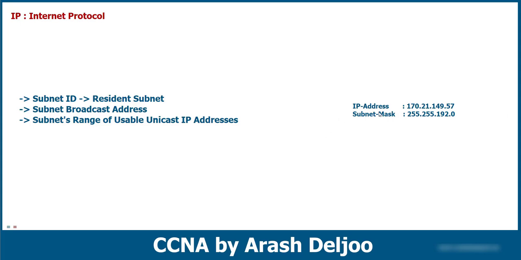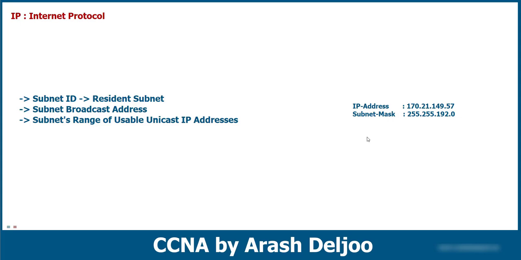How can you find the subnet ID, or the subnet that this IP address is residing in? That subnet is the resident subnet. Or how can you find the subnet broadcast address, and how can you find the range of usable unicast IP addresses in that subnet? I'm sure that you can solve this example, but let me talk about the ways that we have to find these three important elements of one IP address.